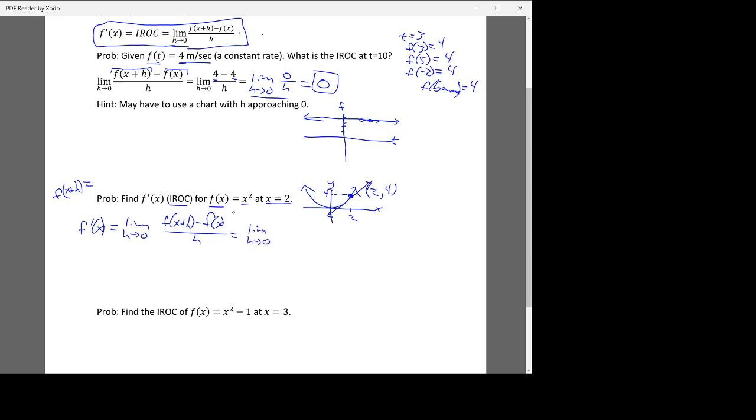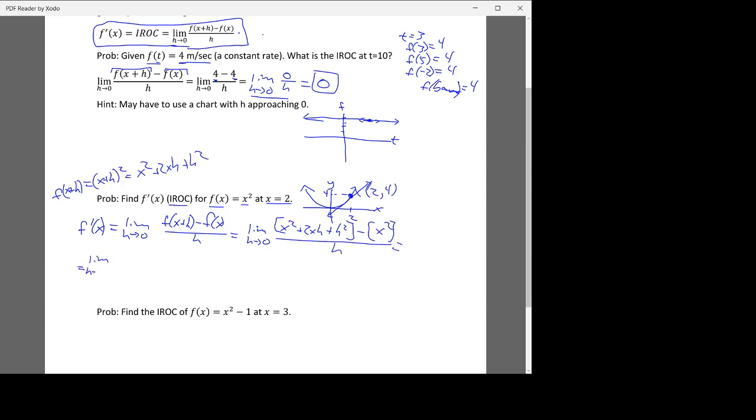We know what f of x is. It's given. X plus h, we just plug in x plus h here. So it would be x plus h squared. This is one we already did, and that's that thing to memorize, or you could use the FOIL or the box method. So we have x squared plus 2xh plus h squared minus, and then f of x is just x squared, over h.